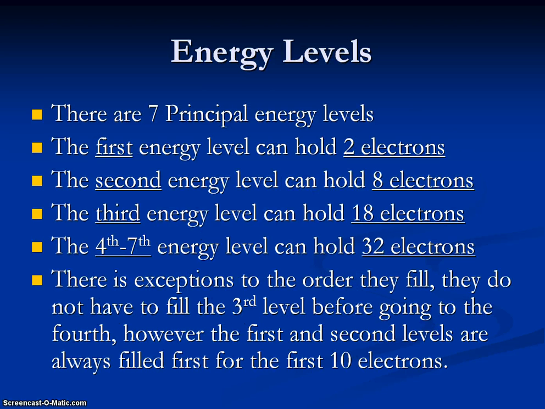Energy levels. There are 7 principal energy levels. The first energy level can hold 2 electrons. You can have less, but you can't have more than 2. So you never have 3 electrons in the first energy level. It's always 2 at most.